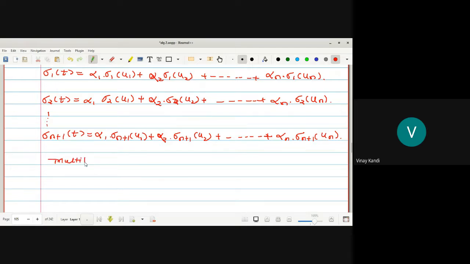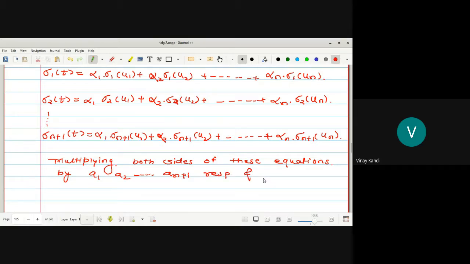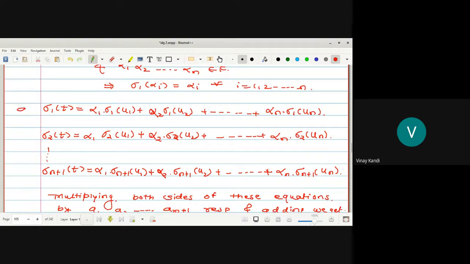Multiplying both sides of these equations by a1, a2, and so on up to an plus 1 respectively and adding, we get... Multiply this equation by a1, this equation by a2, this equation by an plus 1.